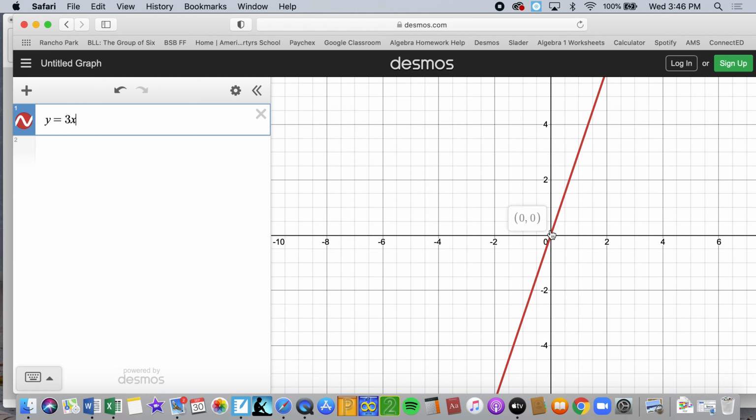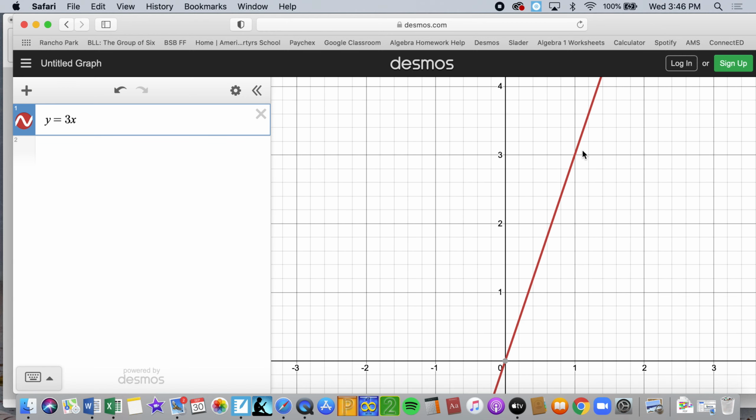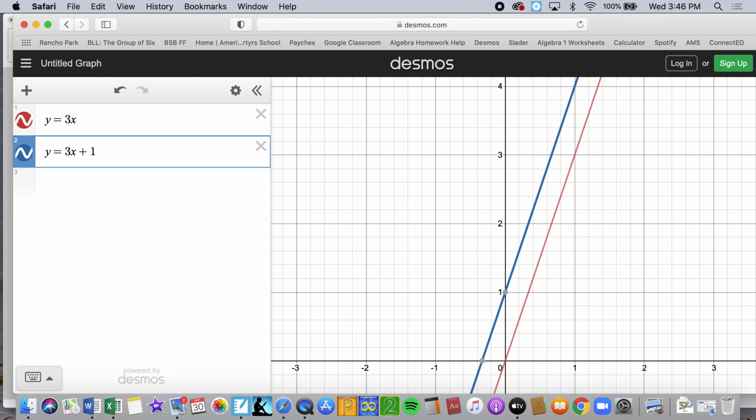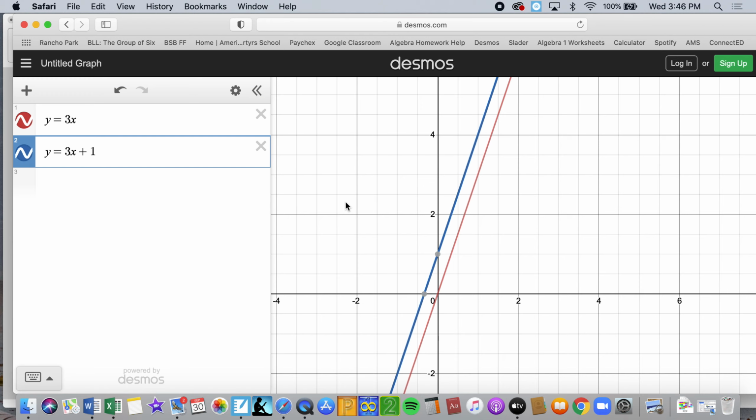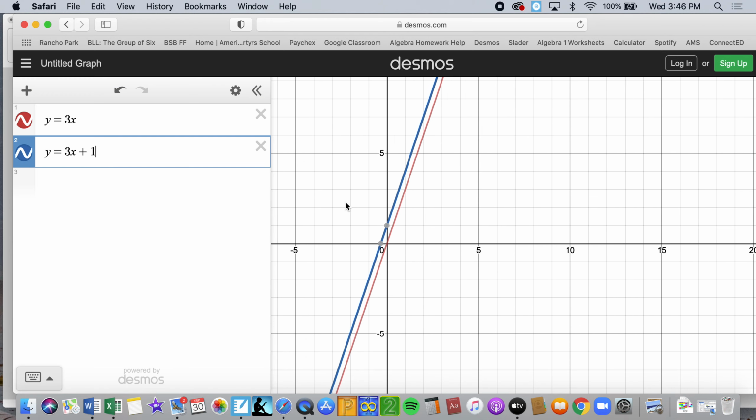3. That means it's going to go up 3, and then right 1. Let's see if we can get better digits. There we go. Up 3, right 1. Okay? Now if I use that same equation but change its y-intercept, we see that lines with the same slope, let's separate it a little bit more. That gives it a little space. So they have the same slope, meaning they have the same rate of change.